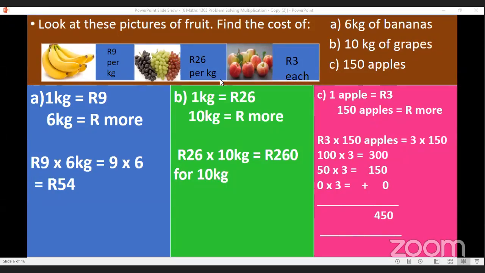Ma'am, you have to say 26 rand times 10 kgs equals 260. So you have to put the kgs. Yes, 260 rands. We put the rands. And also, Faith, remember we said that any number that you multiply by 10, we just add the 0 at the end. Remember that one? Yes, ma'am. Also apply it here. Thank you so much, Faith, for answering.